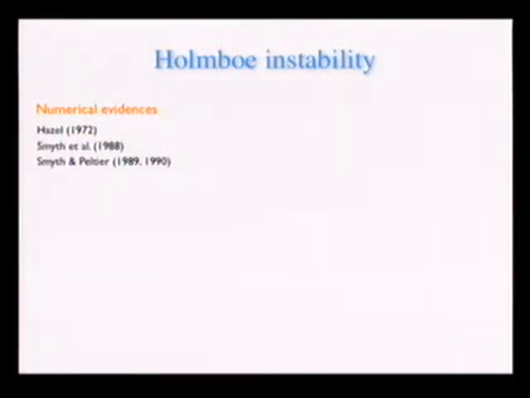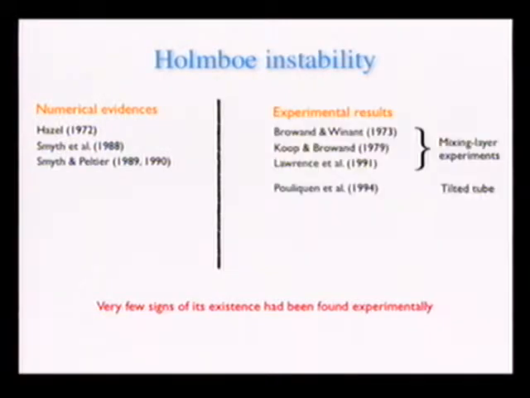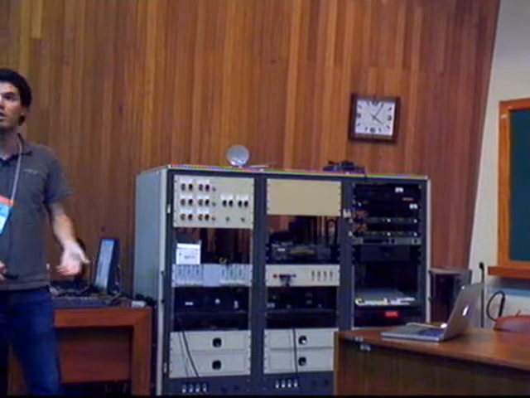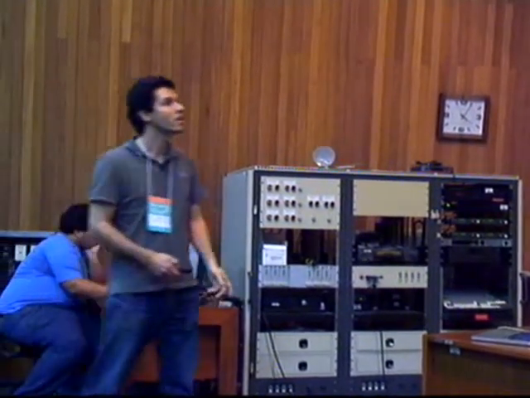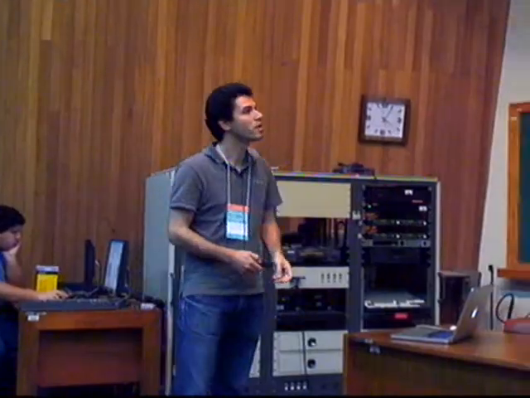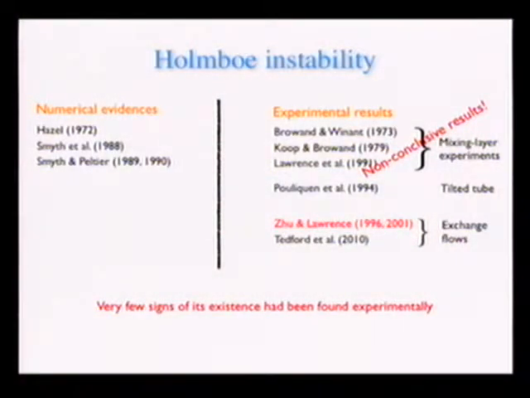Okay, so the numerical evidence for such waves has been there since '72, Hazel, Smith, and Peltier, but no signs of its existence were actually found. So we see that this didn't happen because of the lack of experiments. So many people were trying to find those, but they were not successful. So none of these experiments were actually conclusive. They were not able to find it. But finally, in '96, Zhu and Lawrence, using exchange flows, they were able to see these counter-propagating waves.